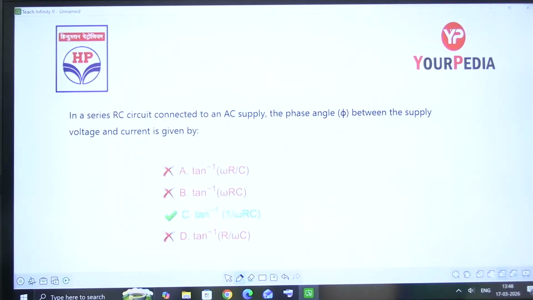Next, in a series RC circuit, answer this question. Try to answer, please. One minute is the time I'm giving. If you are not in a position to solve, I'll solve. I'm expecting an answer from you. Please type in the chat box.